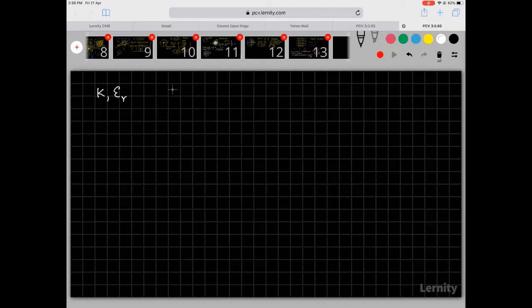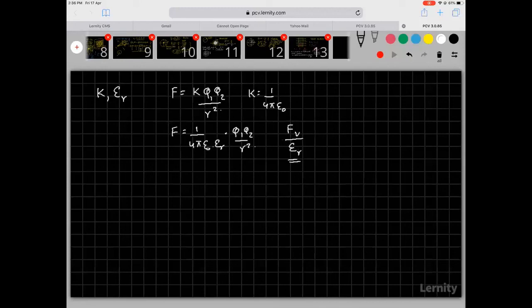According to Coulomb's law, F is equal to K Q1 Q2 by R squared, where K is equal to 1 by 4 pi epsilon naught. If you place this in vacuum, and if you place this in a medium, according to Coulomb's law, F is equal to 1 by 4 pi epsilon naught into ER into Q1 Q2 by R squared. That means in any medium, force becomes force in vacuum divided by ER. ER is a constant called relative permittivity.